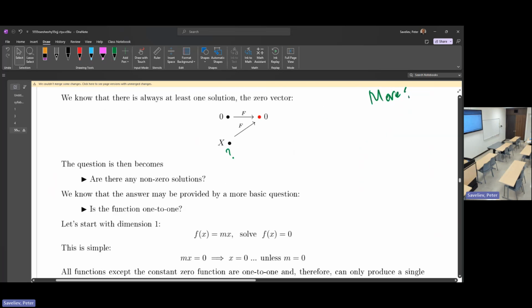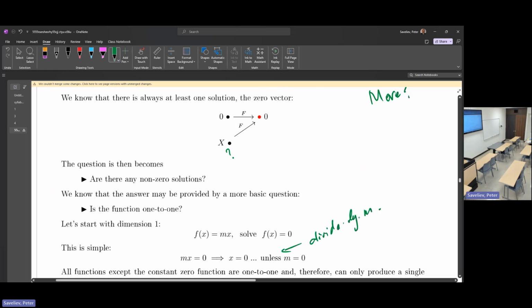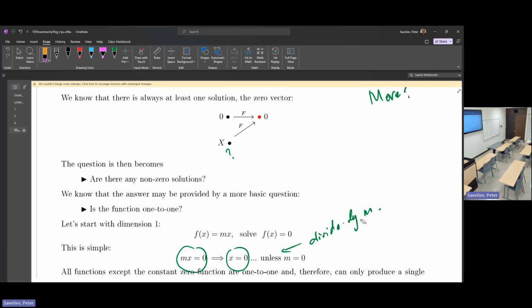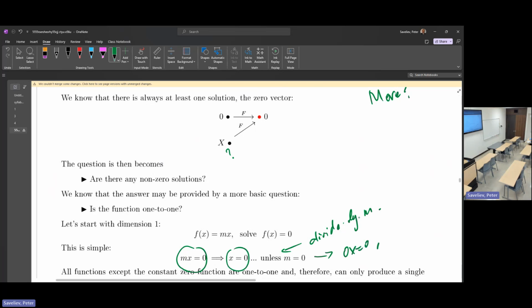In dimension 1, once again, our function is simply multiplication, and solving the equation f of x equal to 0 can only be done when m is not equal to 0. If m is not equal to 0, then you solve it by dividing by m. So here, divide by m. That's the logic. Unless m is equal to 0, then you cannot solve for x. Or rather, if m is equal to 0, then what happens? 0x is equal to 0, what do you get?